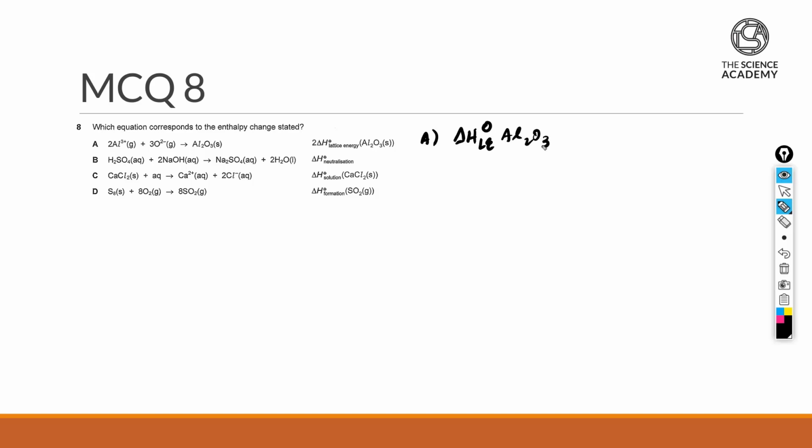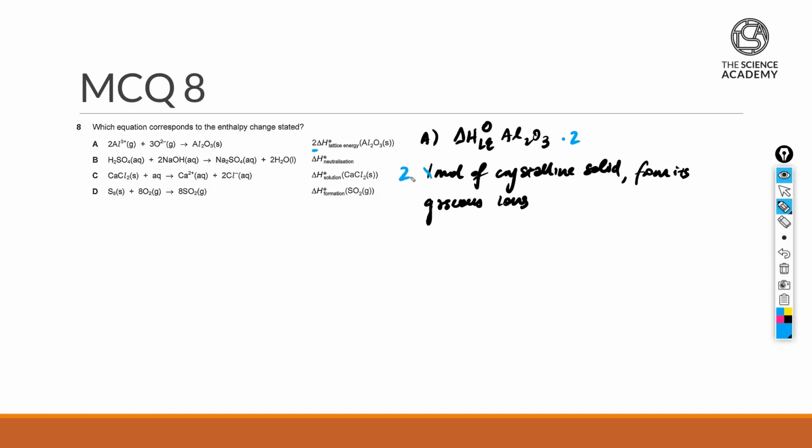Now in this standard enthalpy, we're looking to form a total of 1 mole of crystalline solid. In this case here, the crystalline solid will actually be your aluminium oxide, and it has to be formed from its gaseous ions. So if the question has stated a 2 in front, that means we're trying to look for a total of 2 moles of crystalline aluminium oxide from its gaseous ions. I will say that A is considered to be wrong because you can see that the coefficient in front of aluminium oxide is 1 and it's not 2.